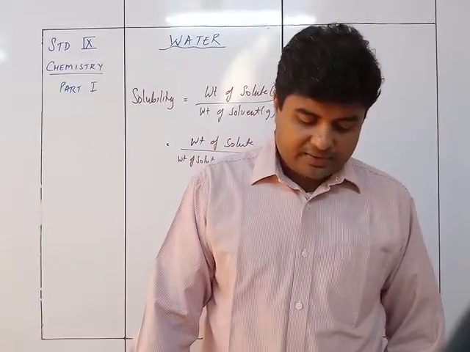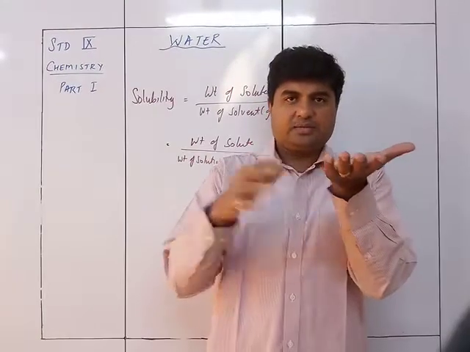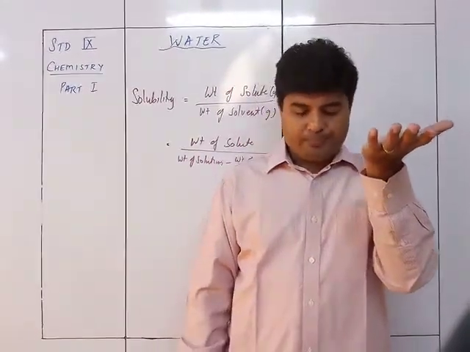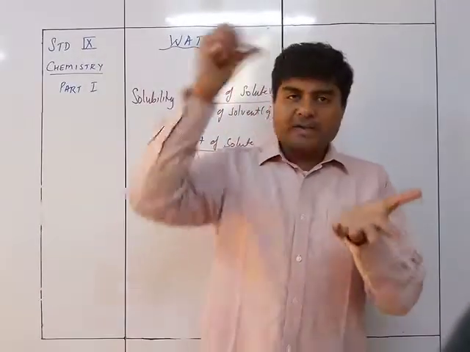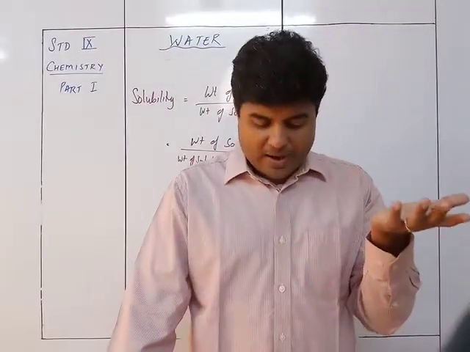Weigh the clean and dry evaporating dish. You take an evaporating dish, weigh it, and that is your M. Add the above saturated solution into that dish, and then weigh it, that will be M1.